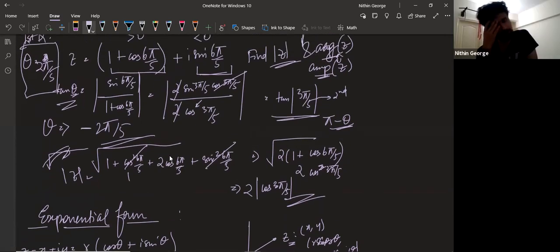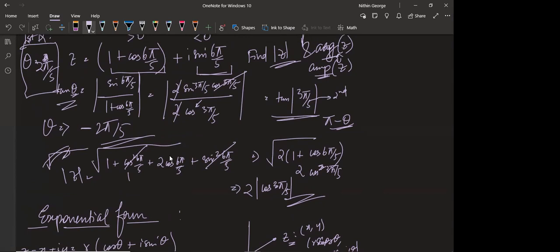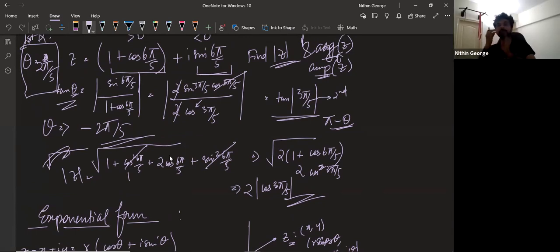But what is your doubt here? Minus 2 pi by 5 or 2 pi by 5? Minus 2 pi by 5. 2 pi by 5 was the first quadrant angle. Okay. So once we find the first quadrant angle only, we decide which quadrant we put that in. That's the idea.